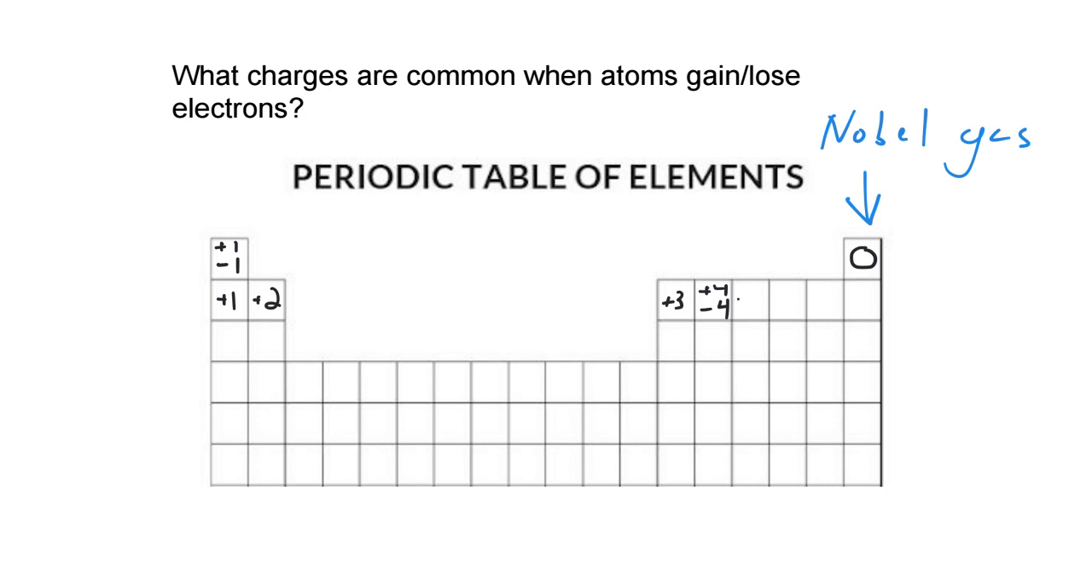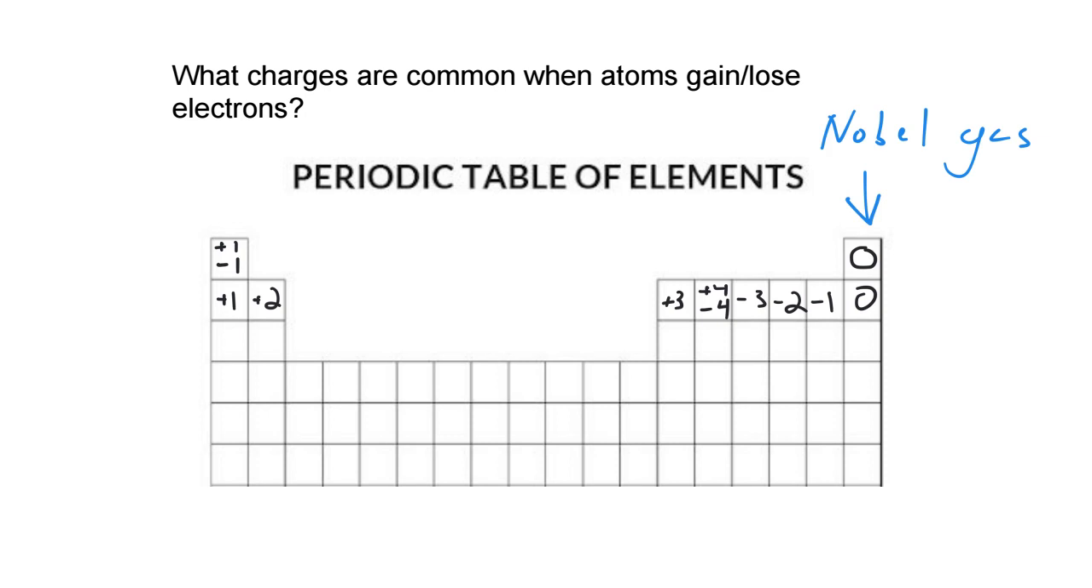Next up, we would take on a -3 charge, gain 3 electrons to fill out the outer shell in nitrogen here. Oxygen gains 2 and takes on a -2 charge. Then we've got a -1 and a 0.